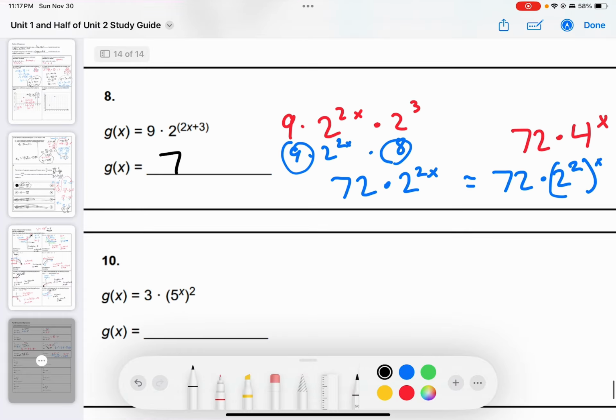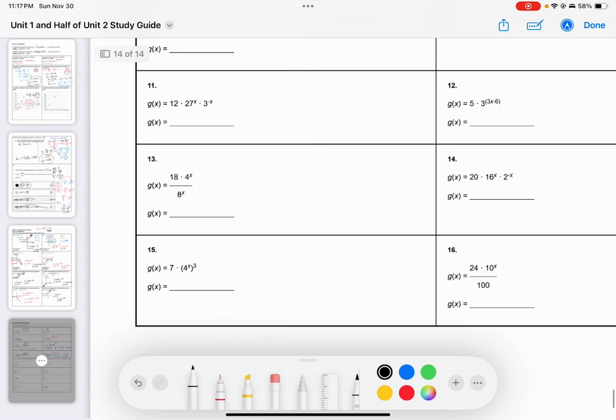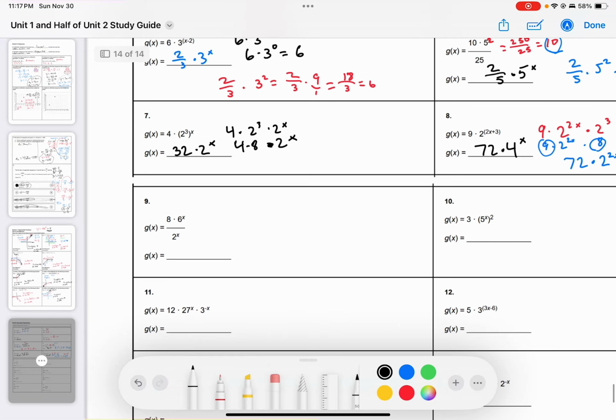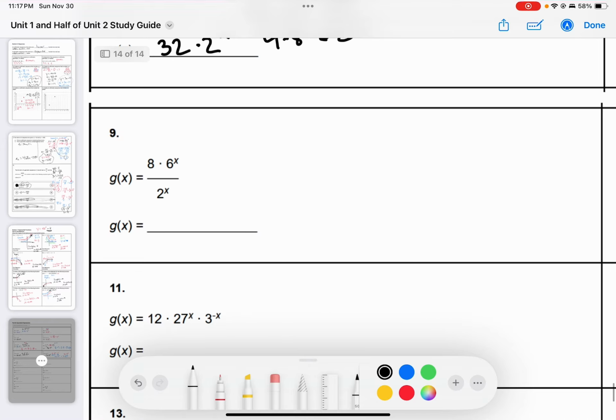All right, good math. It's fun. I get to think. That's what math is, not memorizing processes. Thinking, oh my God, there's 16 of these? All right, I got to work a little faster. All right, we've got 8 times 6 to the x over 2 to the x. We're going to get 8 over 6 to the x divided by 2 to the x. That's going to be 3 to the x. So 8 times 3 to the x.